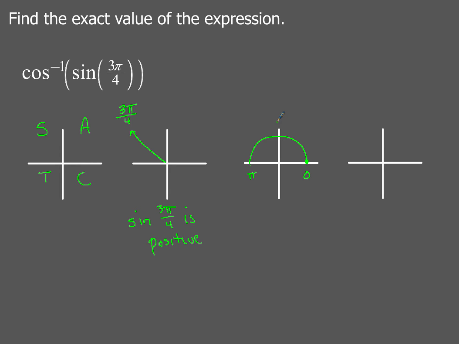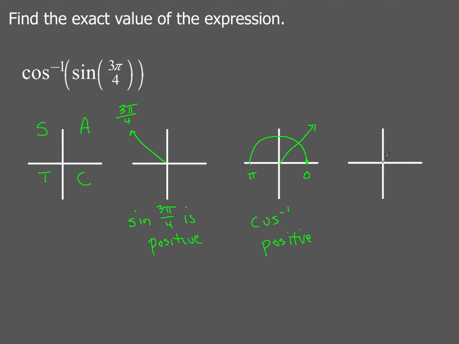In arc cosine, since sine of 3 pi over 4 is positive, I want our cosine to also be positive. And if I look at the two quadrants that's a possibility in, that is only possible up here in quadrant number 1. So the answer that I'm going to get is going to be over here in quadrant number 1.